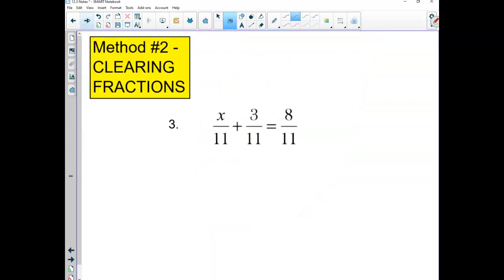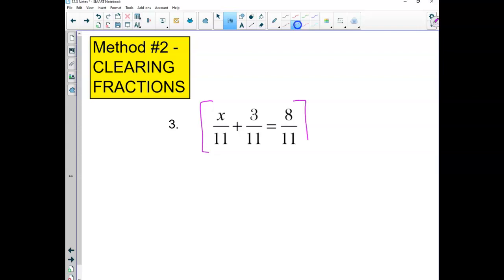Now, as I'm coming through here, this is the clearing fractions method. Clearing fractions. All you guys hate fractions. I know you hate fractions because you weren't taught how to deal with them properly. I don't deal with fractions. I don't want to add this and say x plus 3 over 11 equals 8 over 11. Then I got to cross multiply.